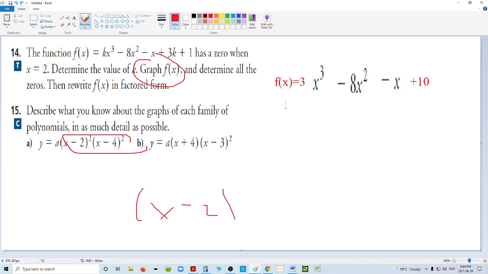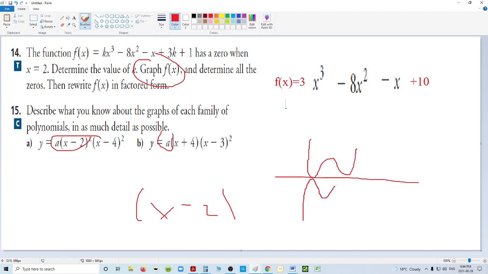This is a quartic. This is a cubic. Depending on A, it depends what A is, positive or negative, this one will look like this, bouncing on the x-axis. And if it's negative A, it's going to be bouncing like that. And the same with this one.